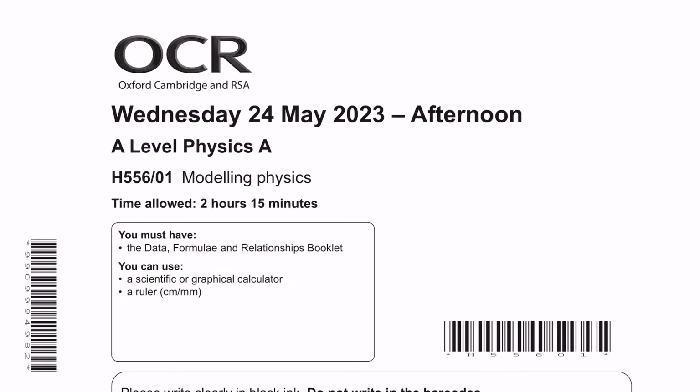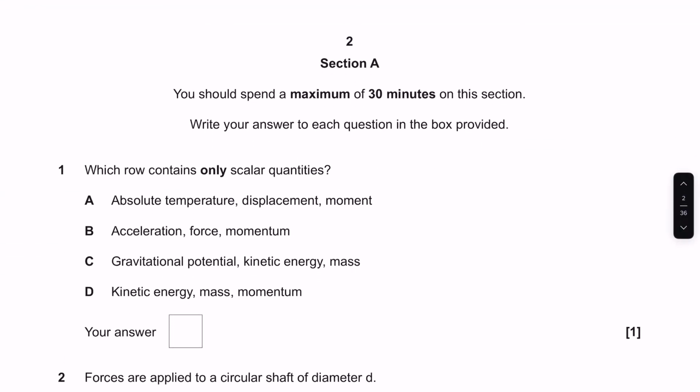I'll be going over the first paper, Modeling Physics, for OCR Physics A for the May 2023 series. So let's get started with the multiple choice.